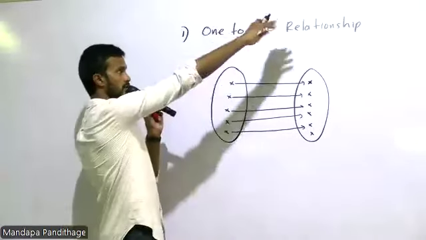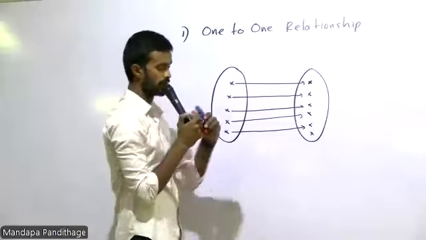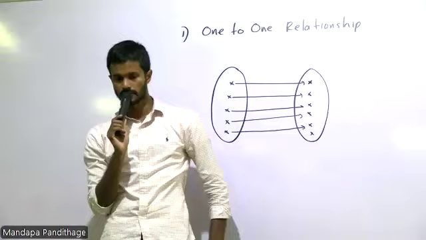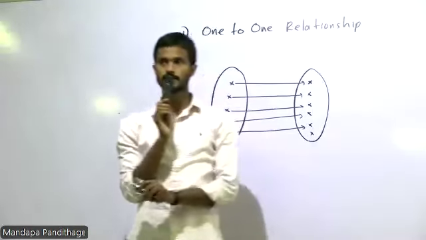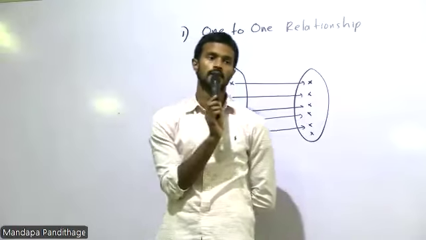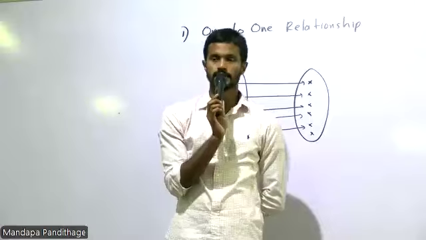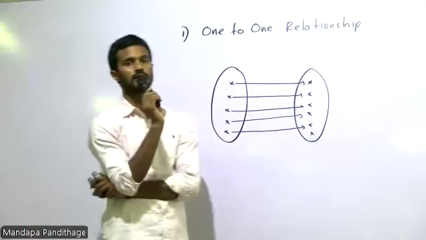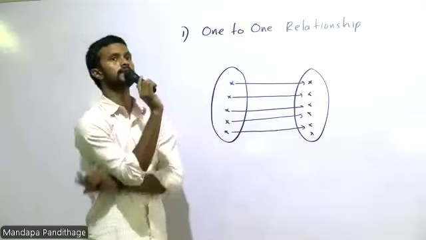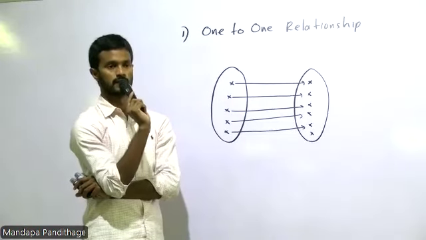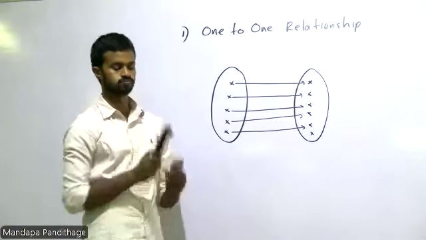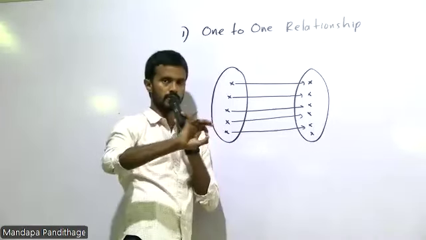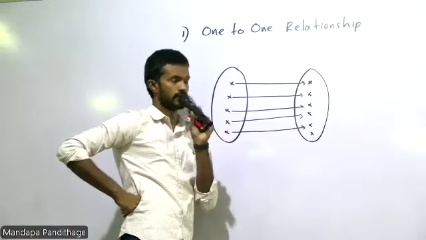So write the main heading, one-to-one relationship, using a black pen, and under that write in a normal pen: a relationship that connects one element of a set to a unique element of the other set.